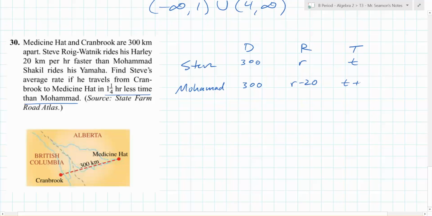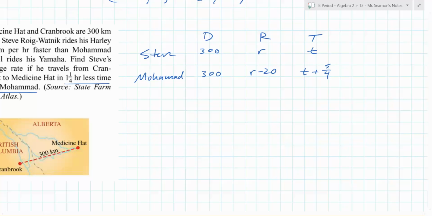T plus 1 1/4, so 5/4. It's really important that you see which one is bigger, because who's going slower? Muhammad's going slower because he's traveling slower. So then what's the relationship between distance, rate, and time? The first thing we know is 300 on the first line is equal to R times T. And then 300 on the second one is equal to R minus 20 times T plus 5/4.